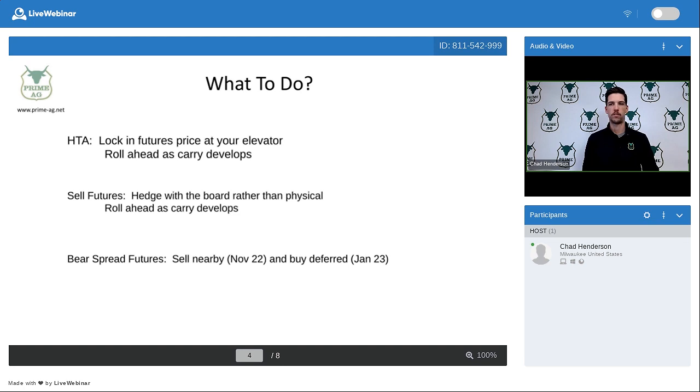Lastly, you could also bear spread futures. Let's say you've got your beans sold, or you locked in basis and have a cash sale commitment or what have you. You could bear spread and look to capture carry if it becomes available that way. So again, you'd be selling in November. At the same time, you buy the January and then watch for that spread to widen out between the two futures contracts.